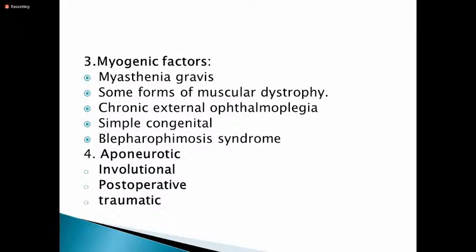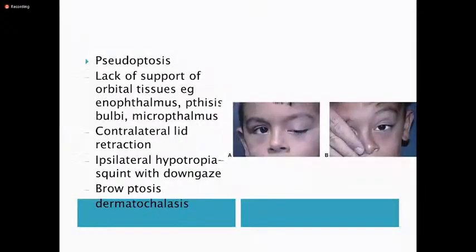So in short, again, ptosis is etiologically classified into four types: myogenic, aponeurotic, neurogenic, and mechanical. Before you discuss ptosis, you should always remember something called pseudoptosis. Pseudoptosis is a false impression of ptosis when it is actually not ptosis. That happens in several circumstances, like if there is lack of support of orbital tissues. If there is no eyeball in the globe, of course the eyelid will fall down and look like ptosis. If the eyeball is displaced backwards, that's called enophthalmos. If after severe trauma the eyeball shrinks, that is called phthisis bulbi. Or if the eyeball is small from birth, this is microphthalmos.